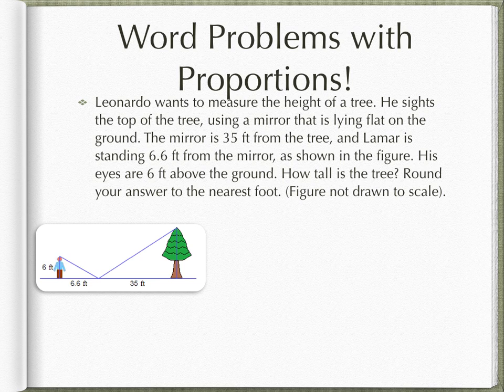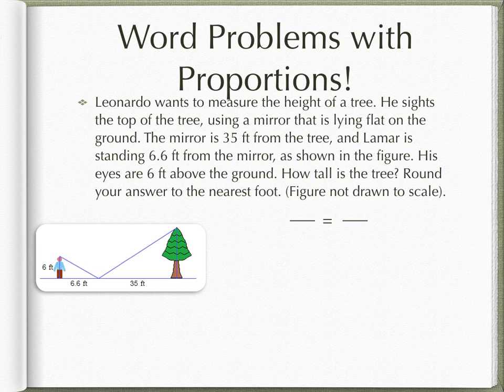So let's jump into the problems. So Leonardo wants to measure the height of a tree. He sights the top of the tree using a mirror that is lying flat on the ground. The mirror is 35 feet from the tree, and Lamar is standing 6 6/10 feet from the mirror, as shown in the figure. His eyes are 6 feet above the ground. How tall is the tree? Round your answer to the nearest foot.